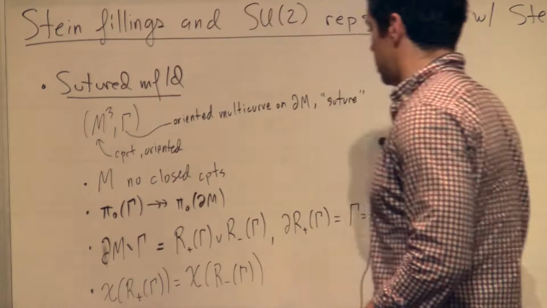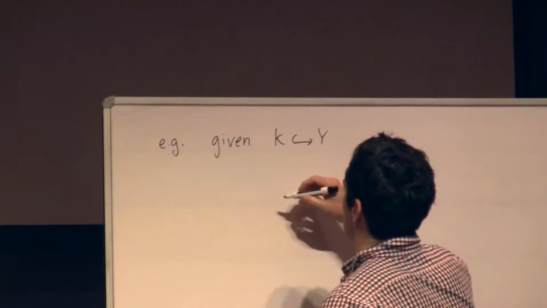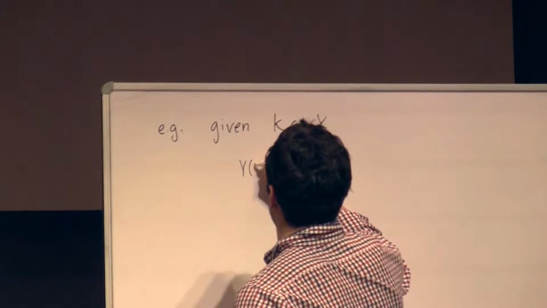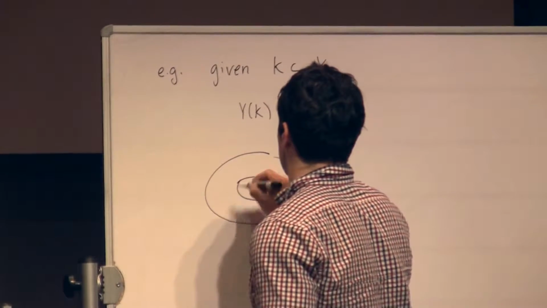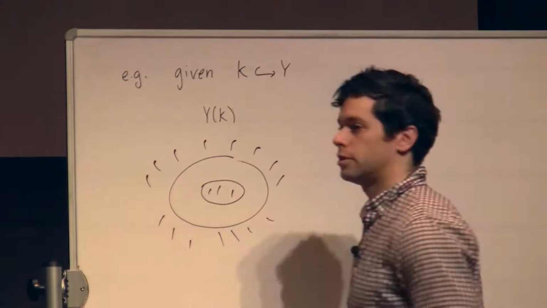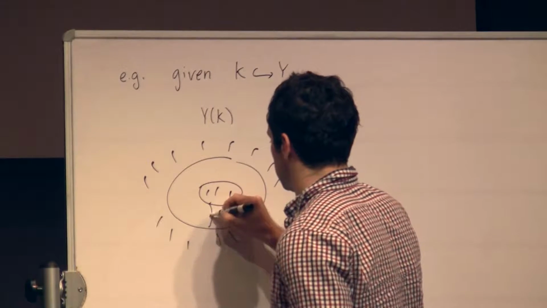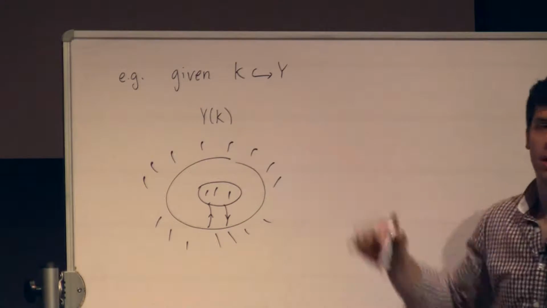So first, let me just draw some typical examples. One is, given a knot in a three-manifold, we can form a sutured manifold by simply removing the knot, looking at the complement. And I'll draw this. I'll pretend the knot is just the unknot for simplicity. So I've removed a neighborhood of the knot, and the sutures that I put on the boundary are these oppositely oriented meridians. And I'll denote that sutured manifold by Y(K).